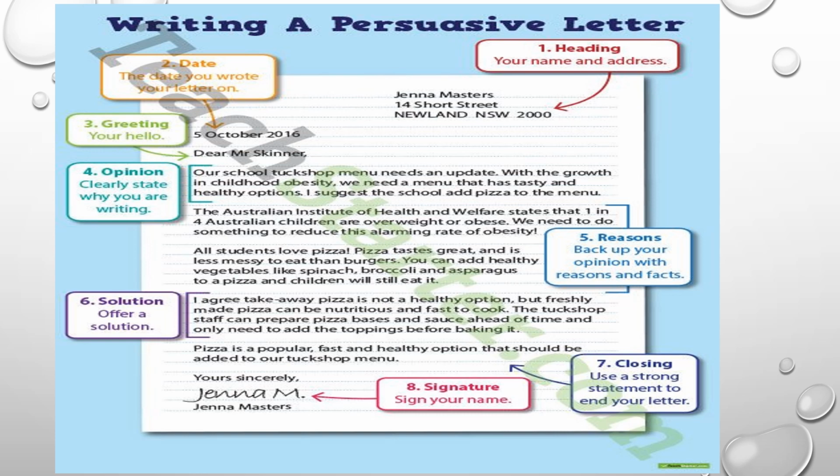Then the first paragraph states your opinion. Clearly state why you are writing this letter. Then comes the reasons, which are backup to your opinion with reasons and facts. Number 6 comes the solution that offer some way out to the problem. Number 7 is the closing, with you using a strong statement to end your letter with. And then finally, your signature or name.